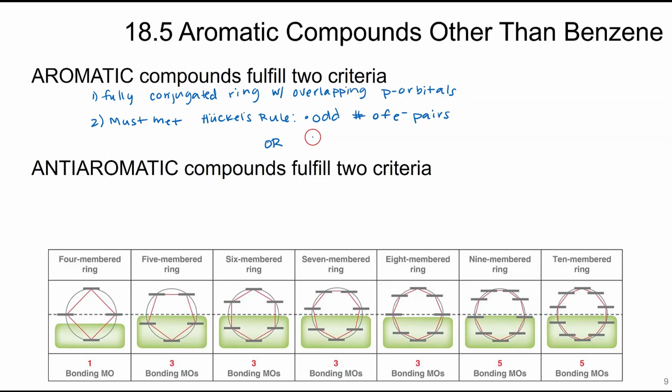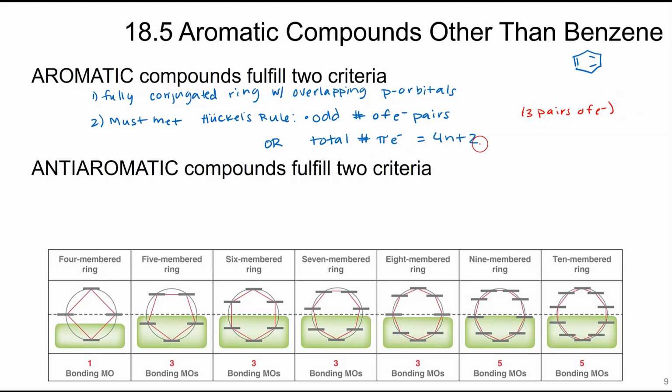Or the total number of electrons equals 4n plus 2. So in the case of benzene, we know that benzene is aromatic. It has 3 pairs of pi electrons. So benzene has 3 pairs of electrons, which is odd. So that makes it aromatic.